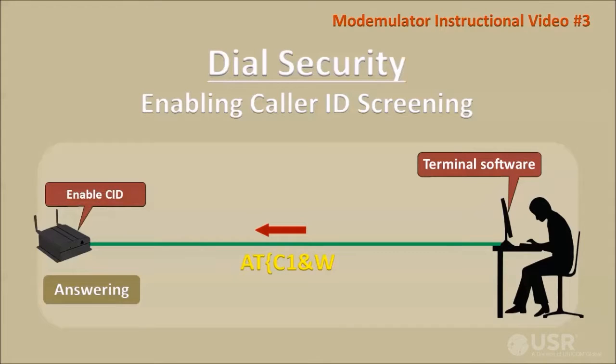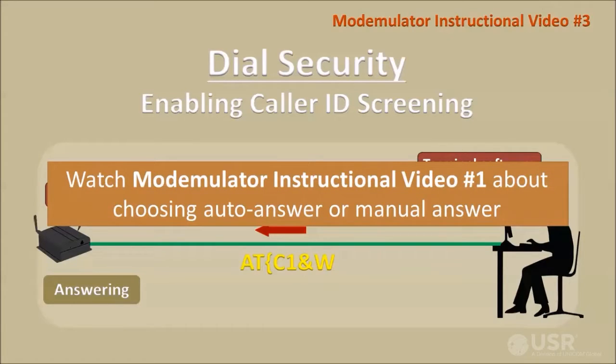Then use the brace C1 command to enable caller ID screening in the answering modemulator, followed by an &W command to make the current settings non-volatile. This is a good time to choose whether the answering modemulator will answer manually or use auto answer. Watch Modemulator Instructional video number 1 for help choosing auto answer or manual answer.